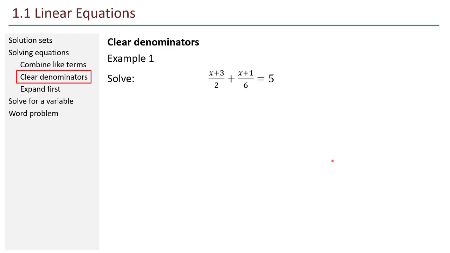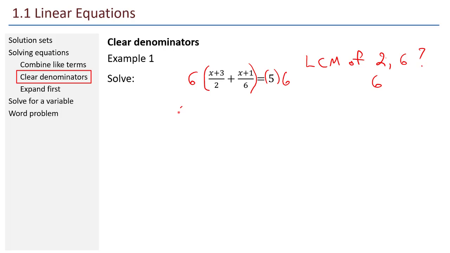The next idea is clearing denominators. So with this, sometimes you have fractions. You want to find the least common multiple of all the denominators. So I have a 2 and a 6. I have 2 different denominators in this problem. What is the least common multiple of 2 and 6? And, oh, it's just 6 itself. 6 is a multiple of 2. So now that I know that 6 is the least common multiple, I'm going to multiply both sides of this equation by 6.